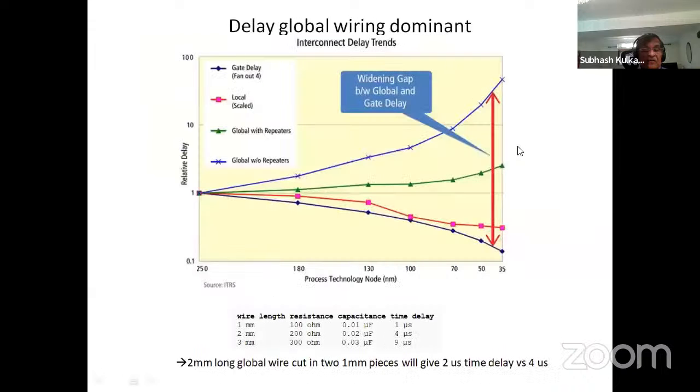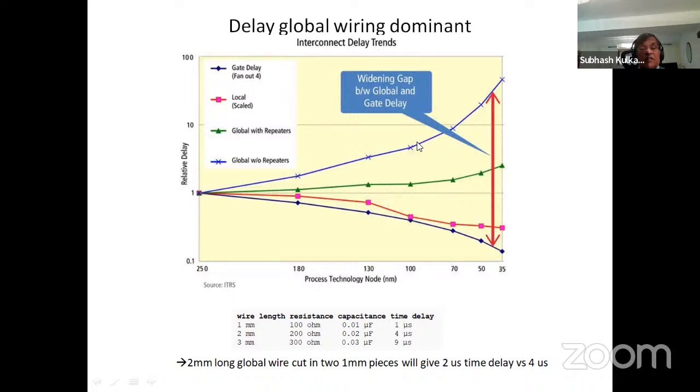Now, what we have done is that's the challenge I showed. Now, here is the actual data. Where gate delay, the blue line is coming from your transistors, that is well behaved. The pink one is the local connections. That also has been reduced in length. So this one is very well under control. The delay is not going up.